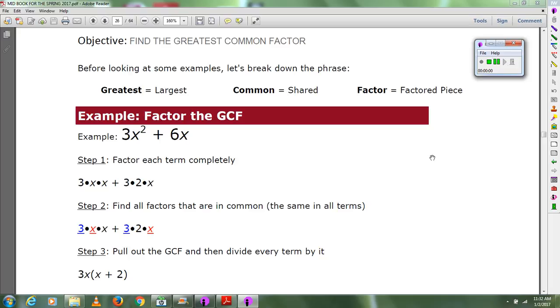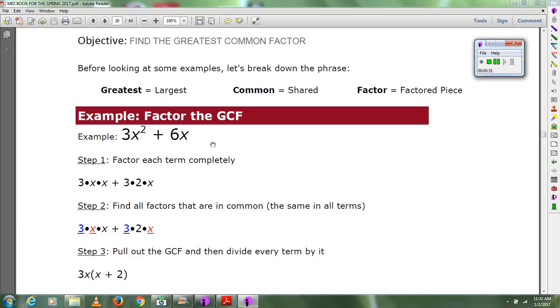In this video, the objective is to find the greatest common factor. Now let's look at some examples. But before we begin to work on the examples, let's break down the phrase. Greatest means the largest. Common means shared. Factor means pieces.